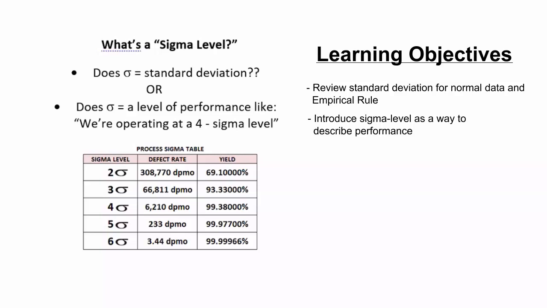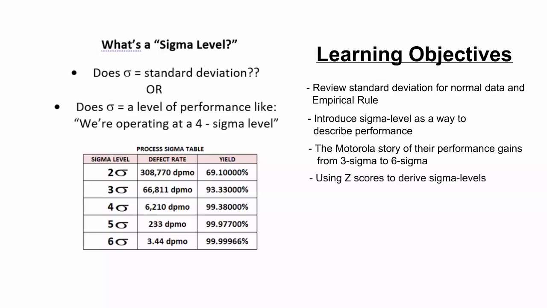And then tie that into, I don't know if it's a real story about Motorola and why Motorola is associated with the process improvement methodology Six Sigma, or if it's an urban myth, but it does make for a good story about what these Sigma levels are, and eventually looping it all back into z-scores and how z-scores can help us better understand Sigma levels of performance.